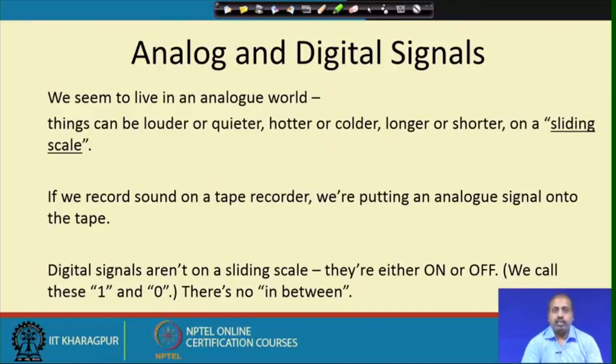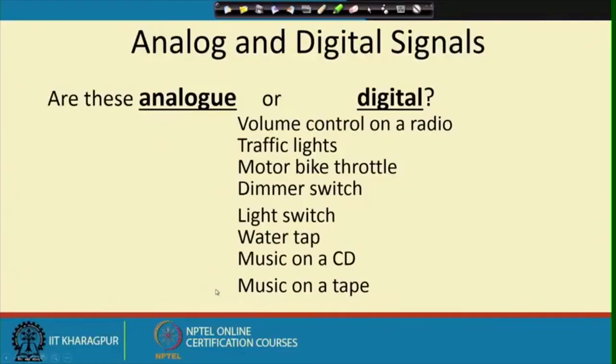When we are recording some sound on a tape recorder, we are putting the analog signal onto the tape. The digital signals are not on a sliding scale. They are either on or off, like light switches. Either the switch is on or the switch is off. There is nothing like the light being turned half on. Of course, there may be intensity control of the light, so some sliding scale may be there.